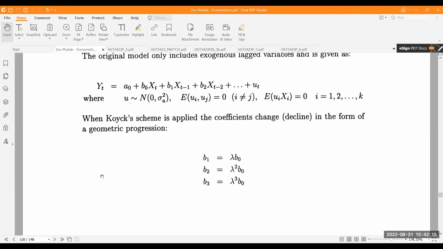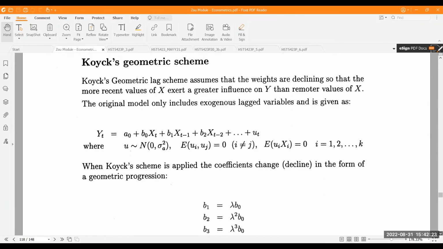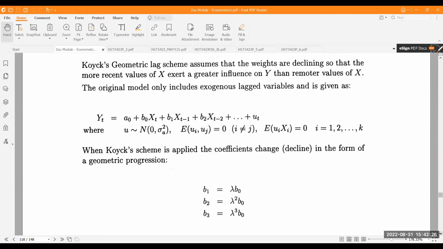So with the Koyck geometric model, Koyck geometric scheme, what is geometric? From A level, not even from first year, from A level, what is geometric? We had geometric progression and what? Arithmetic progression. So now we have this model, yt is equal to a naught plus b naught xt plus b1 xt minus 1 plus b2 xt minus 2 up to the last one.